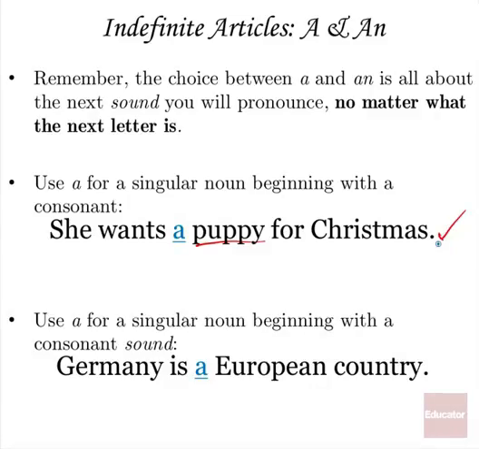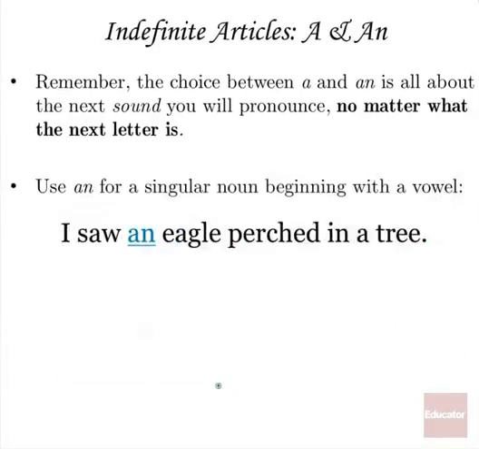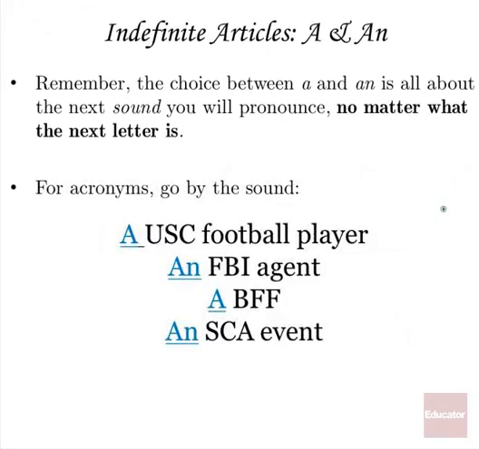So, Germany is a European country. Well, European starts with an E, which is a vowel, but it sounds with a y sound, which is a consonant sound. It's the Y as consonant sound. So, a European country. An European country just sounds strange. Use an for a singular noun beginning with a vowel. I saw an eagle perched in a tree. Nice and smooth.